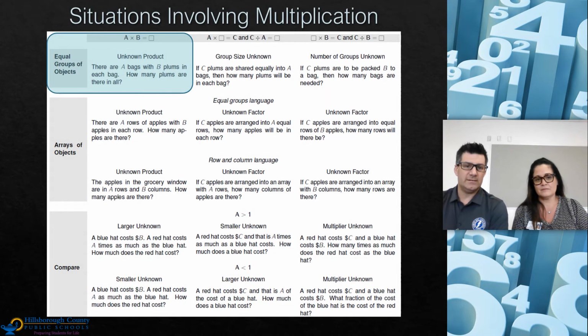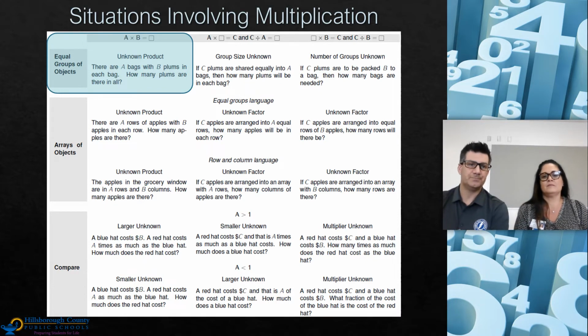And this is just a reminder too, we're looking at situations involving multiplication. We saw this with whole numbers. We're still going to use it with fractions, with decimals. It's just a way to understand the operation.